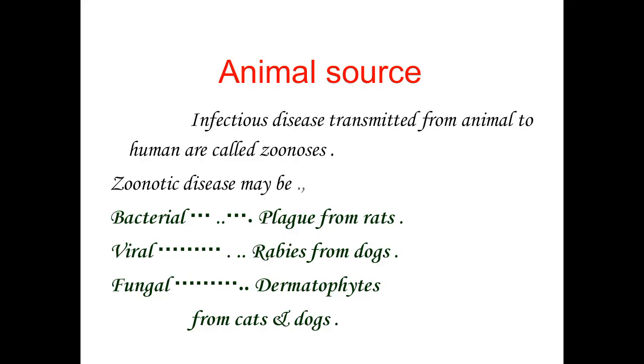Now we will go to animal source. Infectious diseases transmitted from animal to human are called zoonoses, or zoonotic diseases. Zoonotic disease may be bacterial, viral, fungal. For example, plague from rats, rabies from dogs, and dermatophytes from cats and dogs.